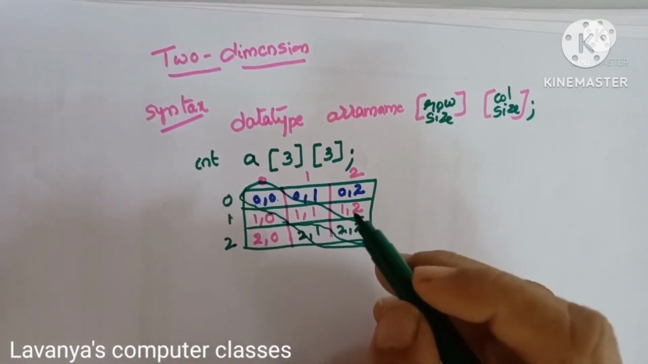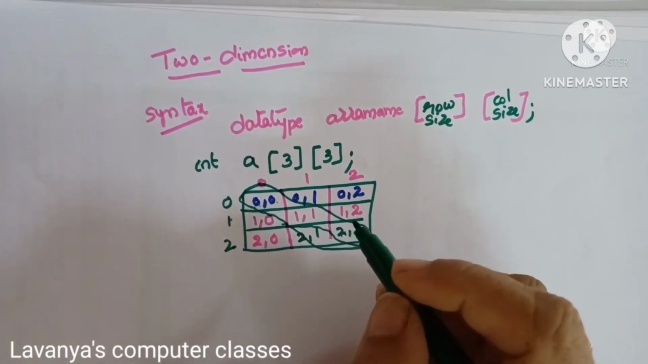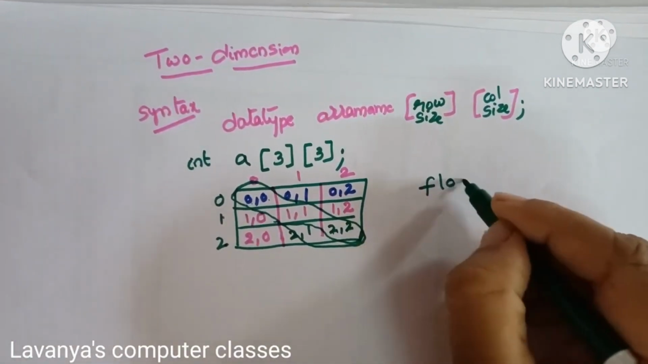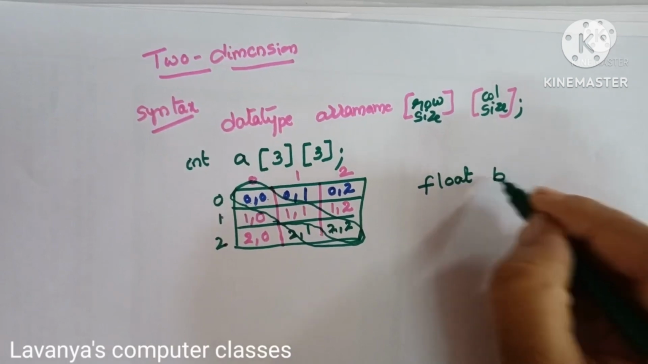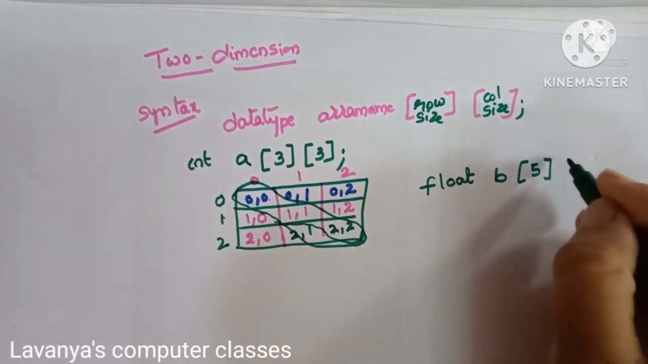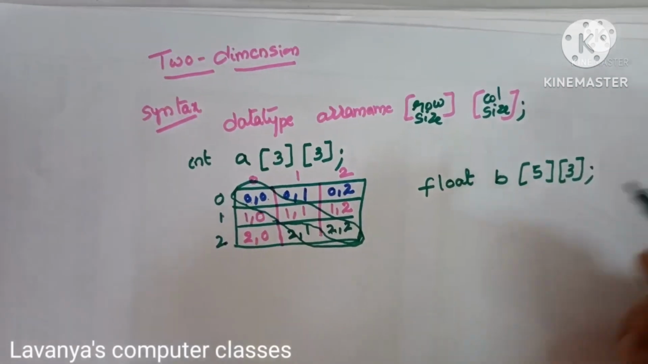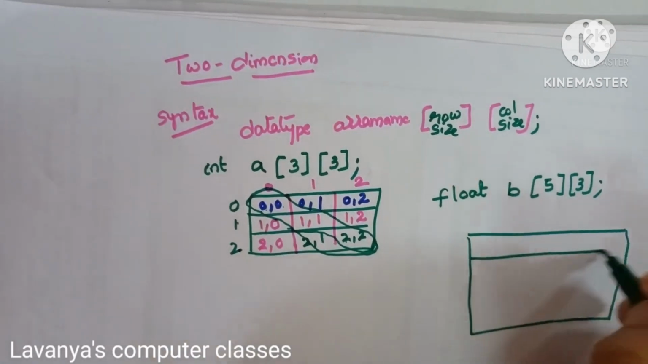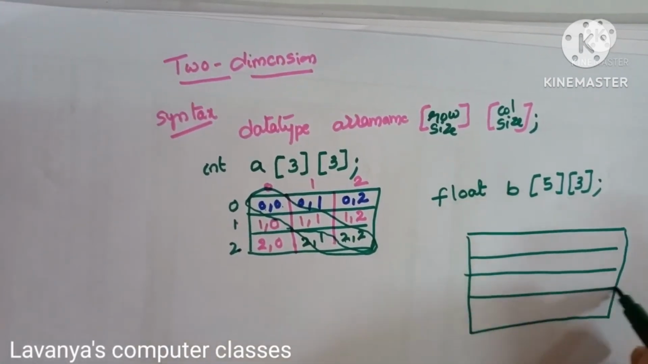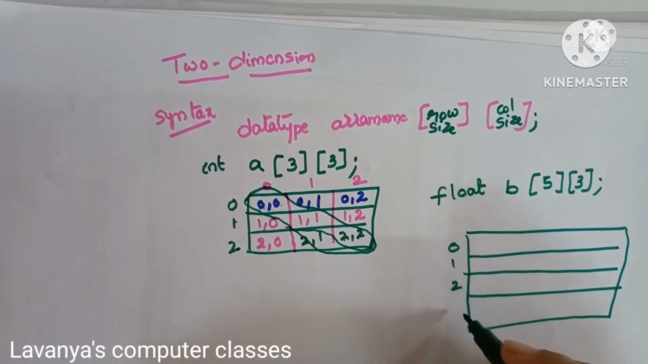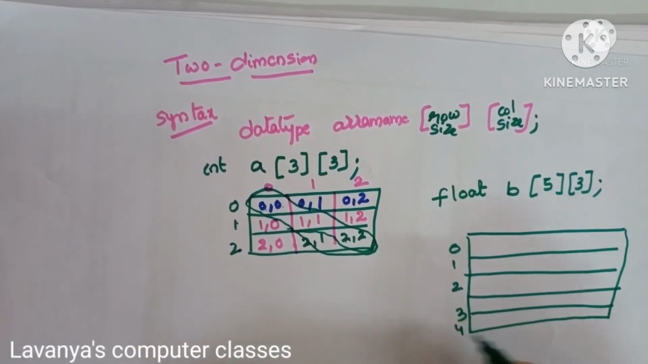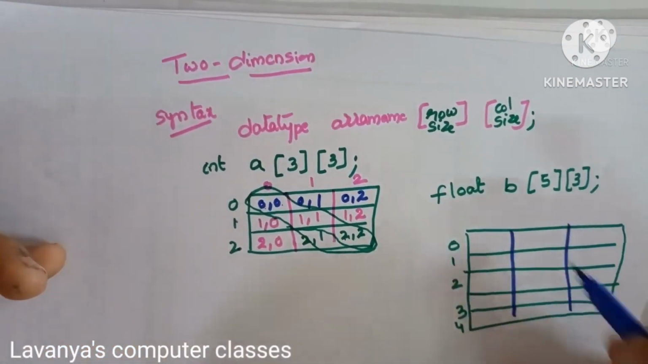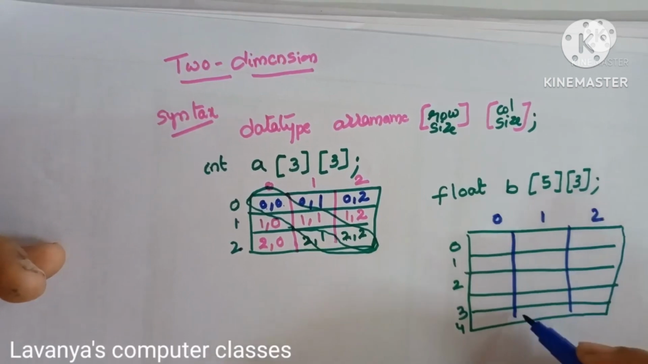So what is an array? An array is a collection of a group of elements, all belonging to the same data type. For example, if we declare a float data type, write like this only. Data type is float, name of the array B, 5 rows, 3 columns, your wish. So then we define 5 rows: 0, 1, 2, 3, 4. Totally 5 rows. Columns how many? 3 columns: 0, 1, 2.